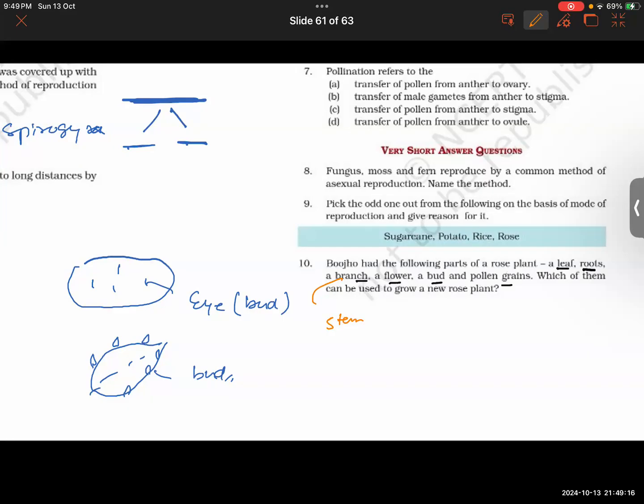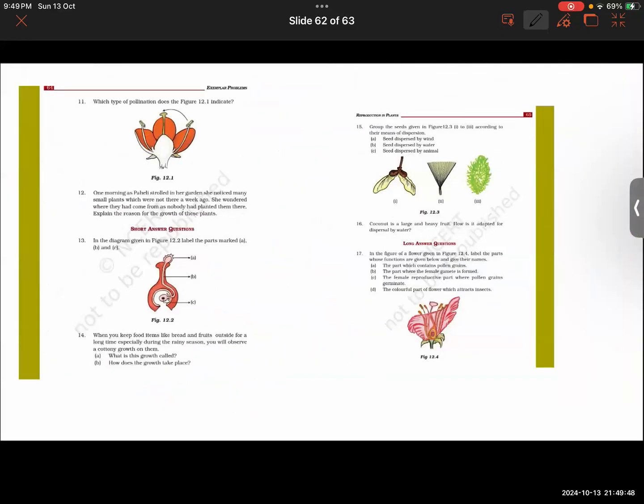Exactly, right, sir. So the new rose plant can be vegetatively propagated by means of the stem cutting. And in the previous question also, the options you had were sugarcane, potato, and rose. They can be vegetatively grown by means of their stem, while rice was the odd one as it reproduces by means of seed. Okay, question number 11.